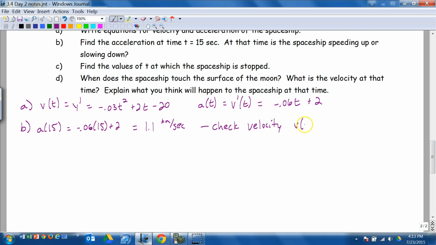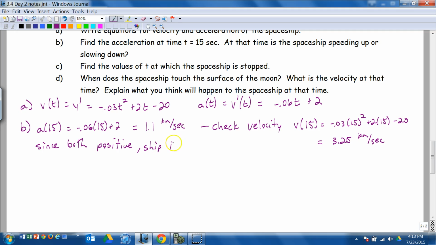So the velocity at 15 is equal to negative 0.03 times 15 squared plus 2 times 15 minus 20, and you get that to be 3.25 kilometers per second, which means since they are both positive, the ship is speeding up. In the positive direction, which is probably away from the surface. Yeah, it's away from the surface.